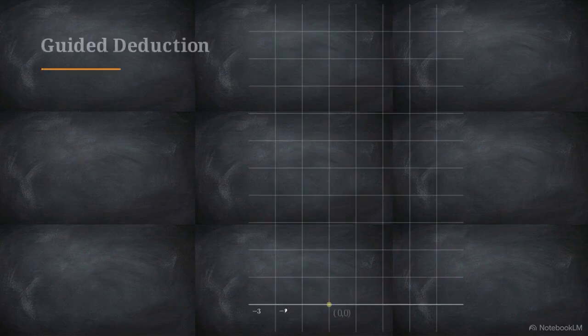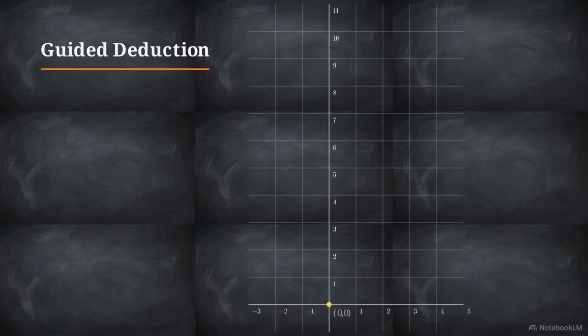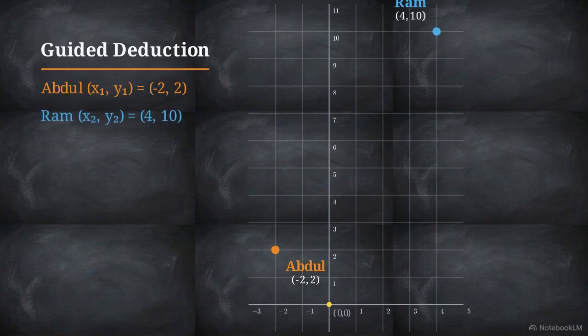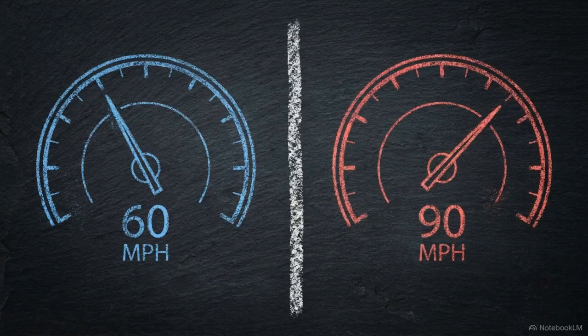This chart shows a classic physics problem translated into geometry. Two individuals, Abdul and Ram, start at different locations, Abdul at -2, 2, and Ram at 4, 10. They are moving directly toward each other. Abdul is moving at 60 kilometers per hour, while Ram is moving at 90 kilometers per hour. We know they will meet on this path after exactly 4 minutes.